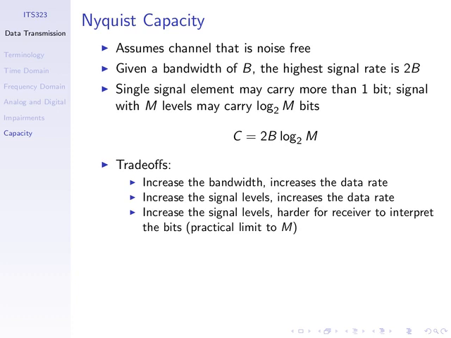And the third case, if we drew it for this case, still 1,000 signal elements per second. Each signal element represents 3 bits. We'd get a data rate of 3,000 bits per second. So, increasing the number of levels at the same signaling rate gives us an increased data rate. And that's this log base 2 of M, where the Nyquist equation fits that in.